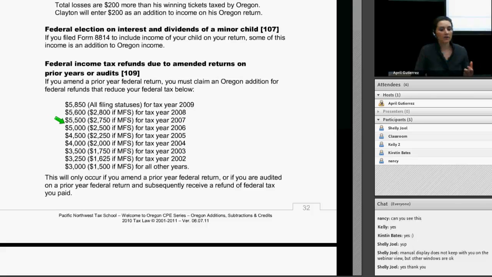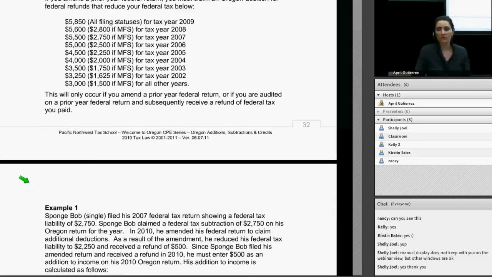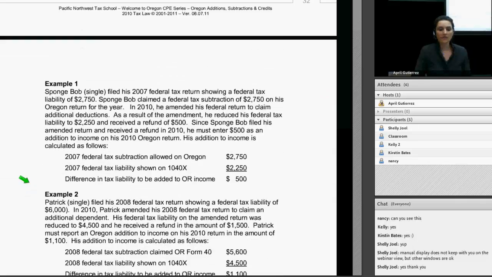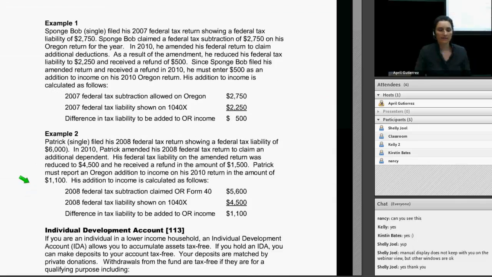But it only applies when you are in the zone that equals the federal subtraction for the earlier year or less. If your federal tax in 2007 was $10,000 and you reduced it on an amended return to only $7,000, you're still above this threshold. So you wouldn't have an addition because you didn't drop your tax lower than the amount you deducted on the Oregon return in the earlier year. So let's look at an example here.